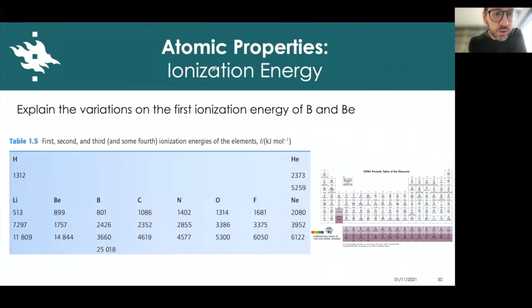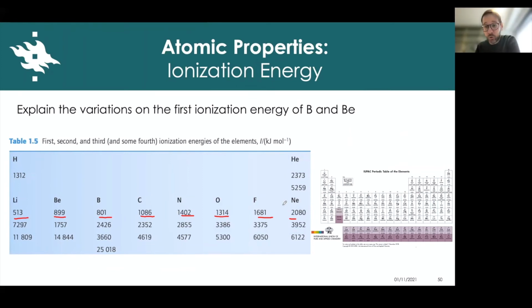Okay, so here are some ionization energies for some elements. Here we have period 2 of the periodic table, and here we have the first ionization energies for the different elements. We see a gradual increase as we go from left to right, and this increase is because size decreases.